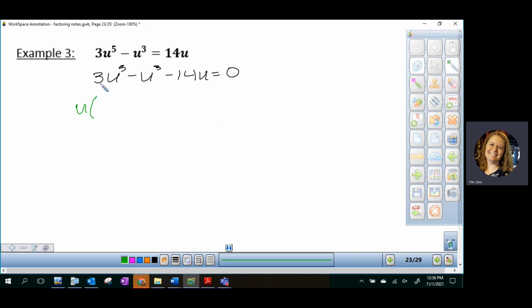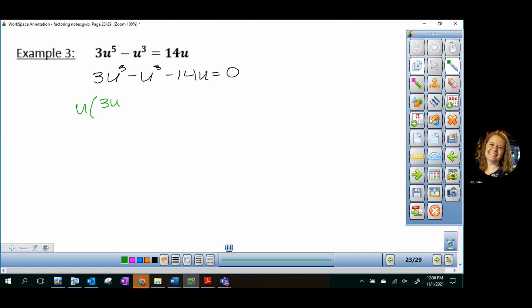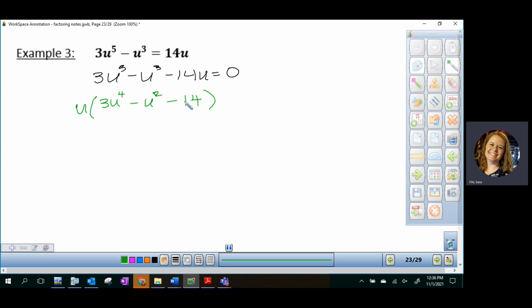Okay. So I'm going to take out the u, and that's going to leave me with 3u to the 4th minus u squared minus 14. Oh, no, sorry, that was a 5. Now I have a trinomial in quadratic form, and with that, I can use box method, slide divide, grouping, whatever I so choose. But just remember, at the end, when you list all your factors, don't forget that u is still going to be there in front as one of the factors.